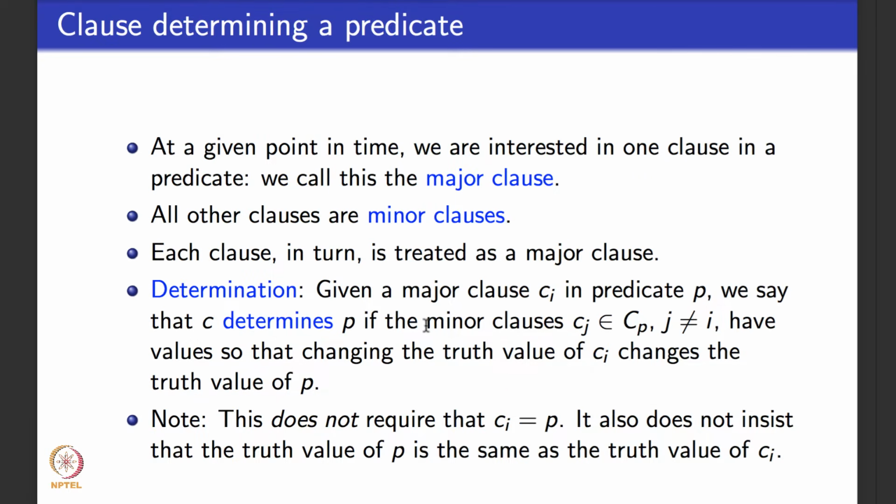We have to define what the notion of a clause determining a predicate is first. So we say at any point in time, given a predicate with several clauses, I focus my attention on one particular clause. The clause on which I focus my attention is called the major clause at that point in time. All the other clauses are called minor clauses.